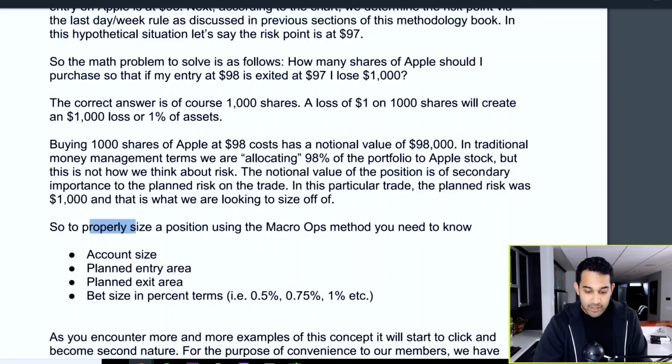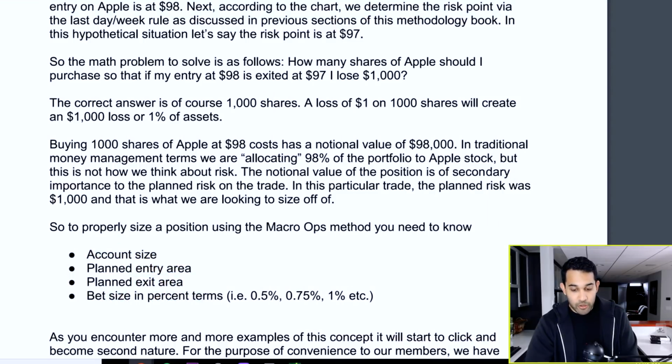To properly size a position with this method, you got to know your account size, your planned entry area, and your planned exit area. And then you want to know how much you're going to bet. Are you going to bet a whole 1% of your account? Or are you going to bet 0.75%, 0.5%?